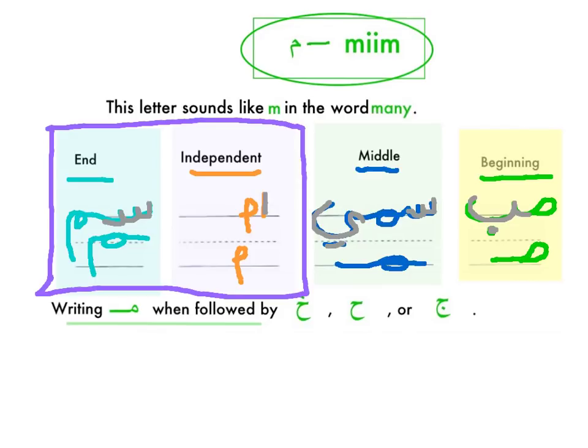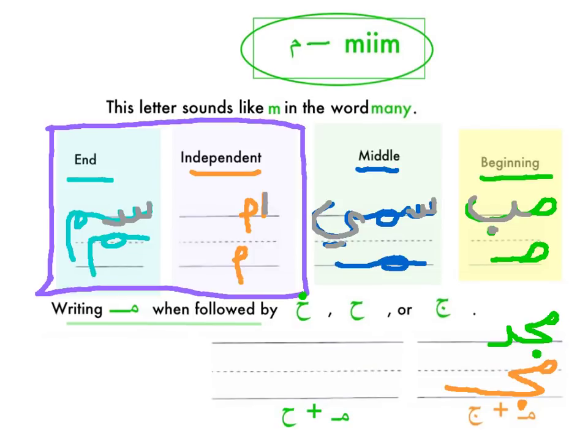Let's take a look at the letter meem when it's followed by the letters jim, ha, and kha. The combination of meem and jim is written like this. You start with meem above the line and you continue directly to the next letter, jim. Let's take a look at a word. In a word like majd, we write it like this. Here you see meem is above the line and jim is on the line.